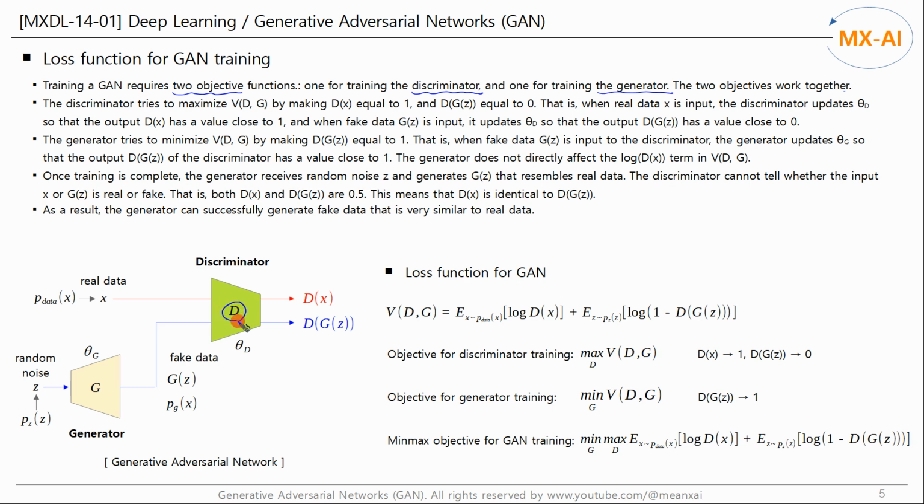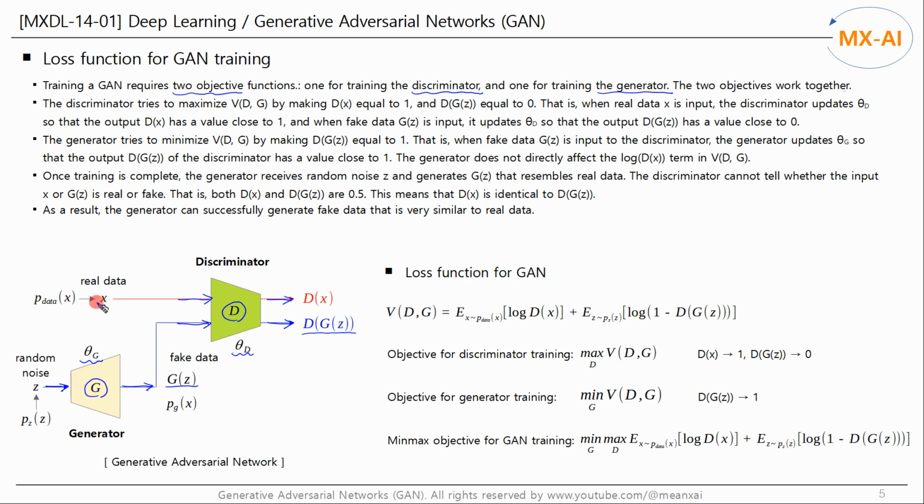Let D be a discriminator and G be a generator. And let's call the parameter set of D theta D and the parameter set of G theta G. When X is input to D, let D of X be the output of the discriminator. And when Z is input to G, let G of Z be the output of the generator. When G of Z is input to D, let D of G of Z be the output of the discriminator.